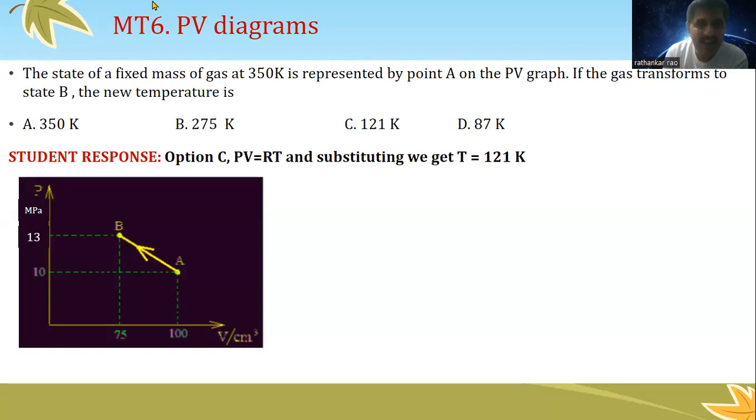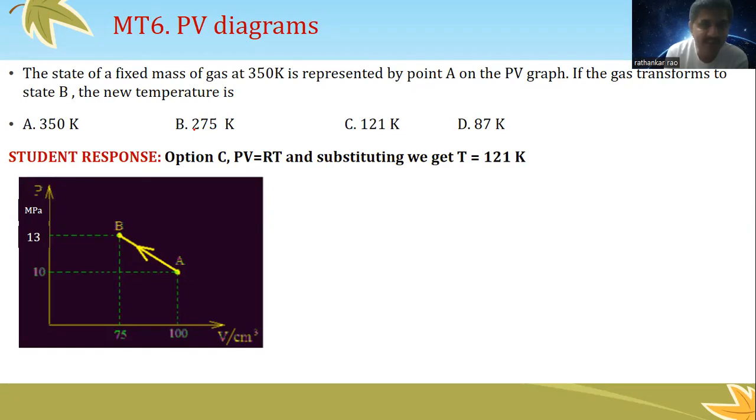Once again, this problem is like: the state of a fixed mass of gas at 350 Kelvin is presented at point A on the PV graph. So the PV graph is shown over here. If the gas transforms to state B, the new temperature is. How do we solve this?